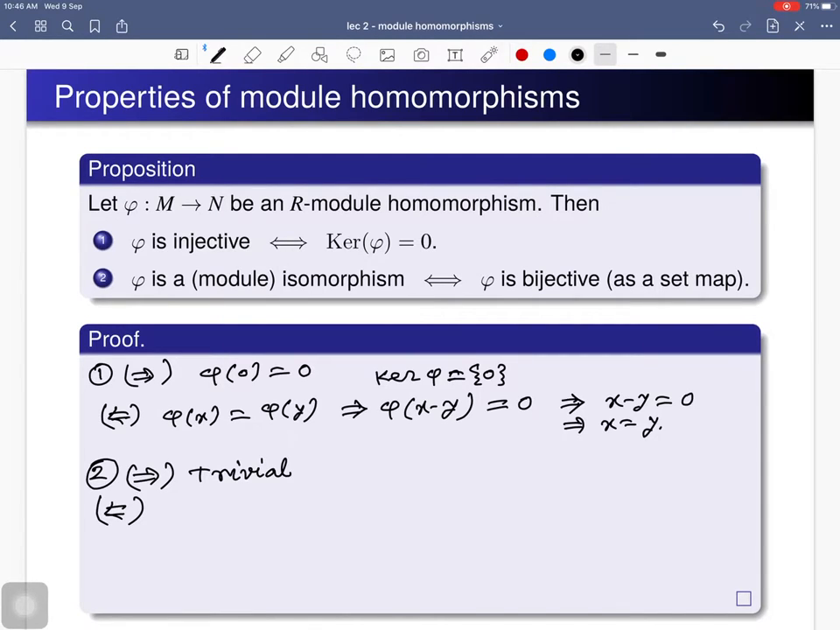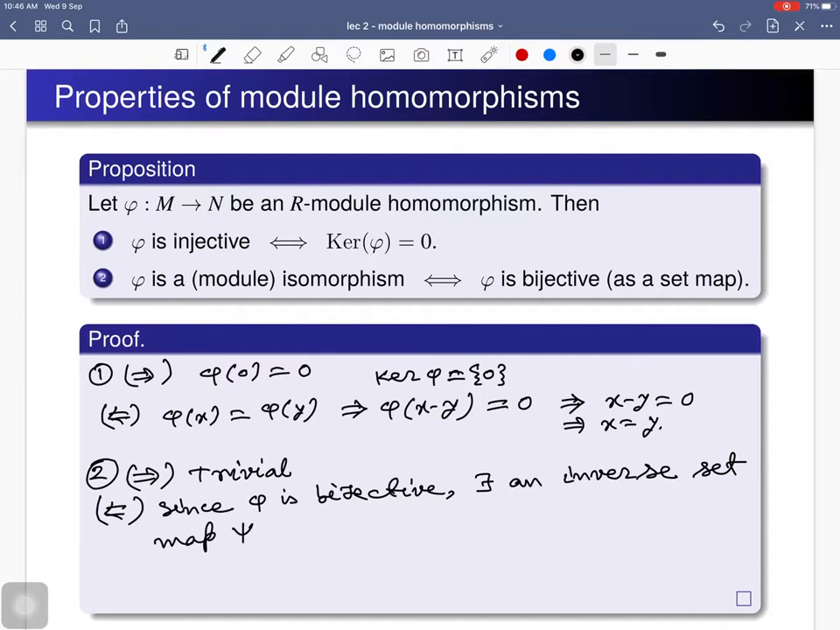So we start with an R module homomorphism, and suppose that is bijective. Now we want to prove that it is a module isomorphism. Since phi is bijective, there exists an inverse set map.